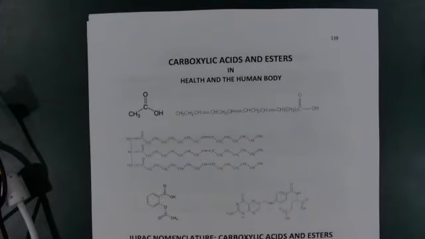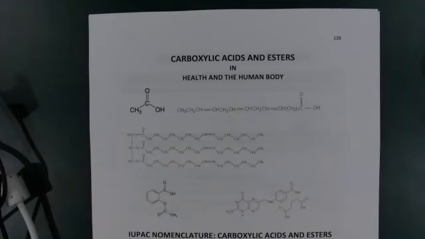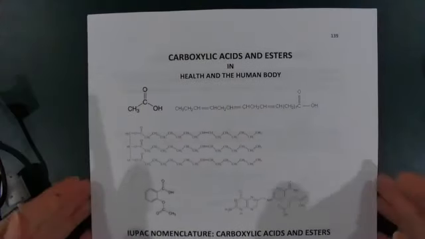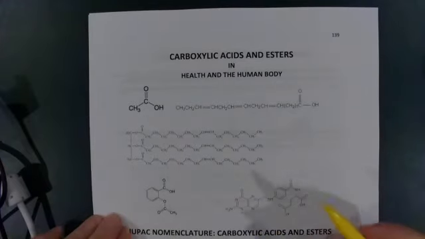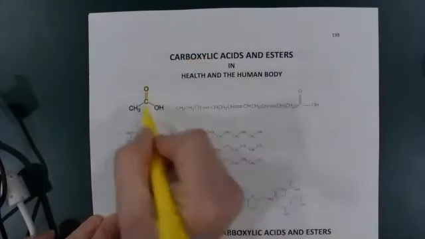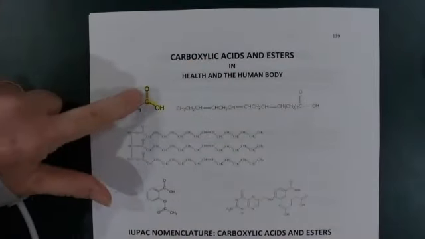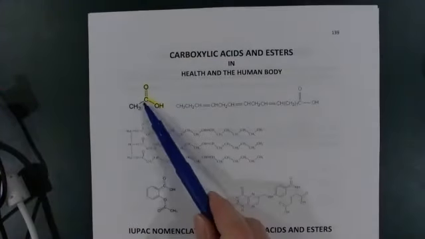So if you go to your next page, page 139, I've listed structures of a number of different carboxylic acids and esters that are present in your body, or that might be present in medicine and so forth. Notice, to remind yourself what a carboxylic acid looks like, it's a carbon that's making a total of 3 bonds to oxygen. 1, 2, 3 bonds to oxygen. The 4th bond is typically to another carbon, like it is here.